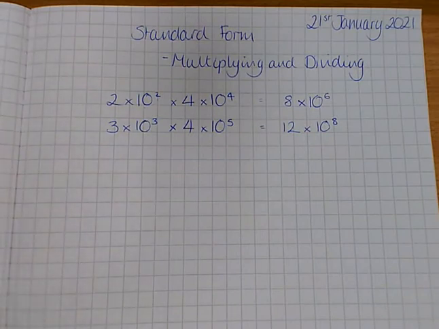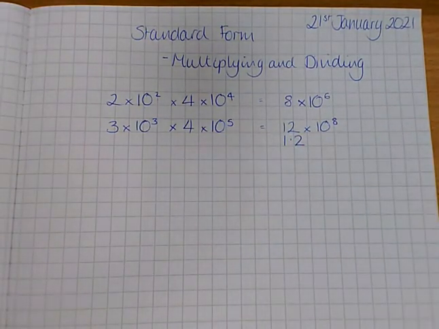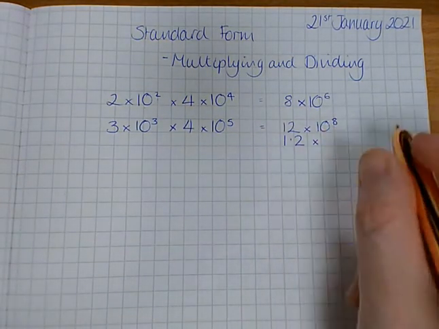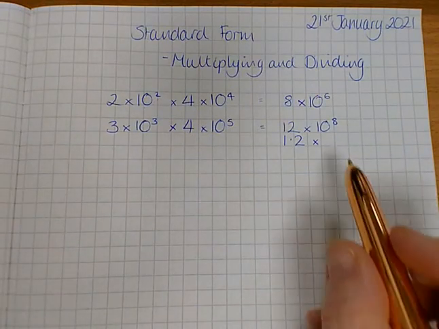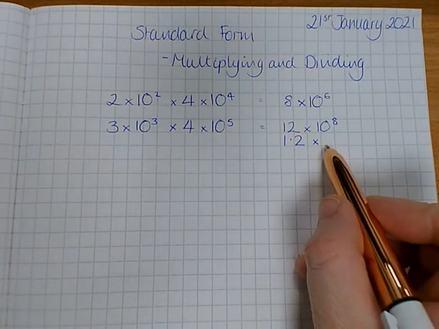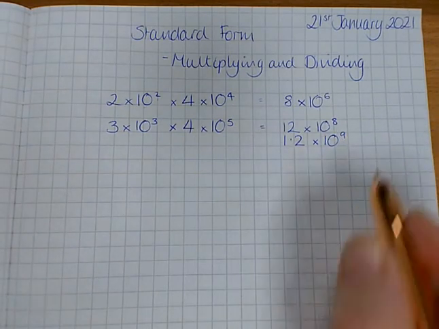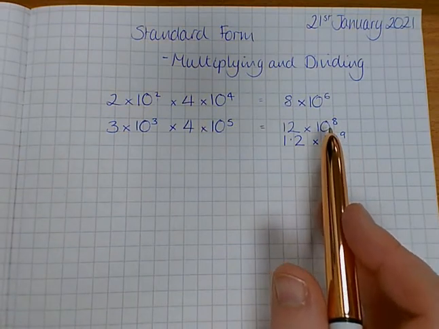So, like we did yesterday, to get this number less than 10, I need to divide by 10 to get 1.2. So if I'm dividing this part of the number by 10, I need to multiply this side of the number by 10 to compensate for that. So if I'm multiplying by another power of 10, that's going to change to times 10 to the power of 9, because I'm going to be multiplying by 10 9 times rather than 8 times.